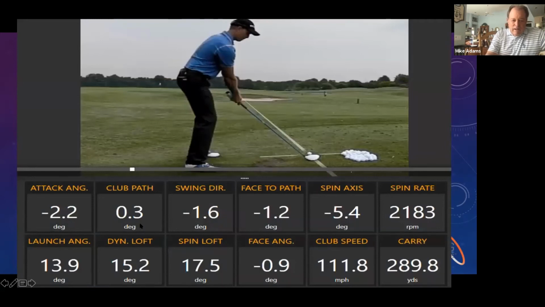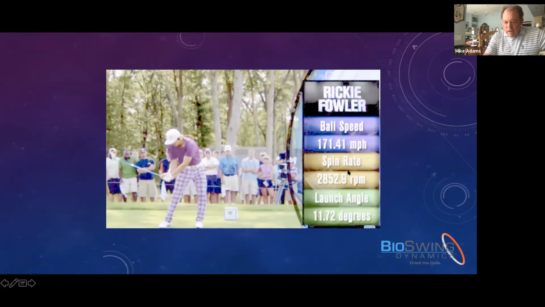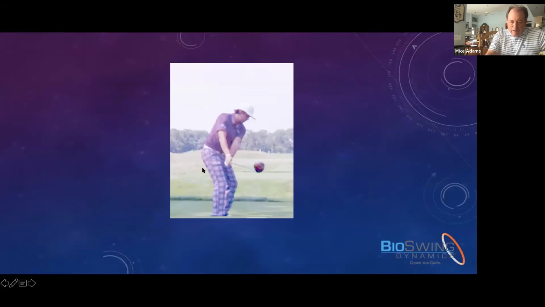Stenson, angle of attack down. High spin. Rickie Fowler, high spin. When Rickie takes it back, see how the right hand stays on top? Club face goes outside.